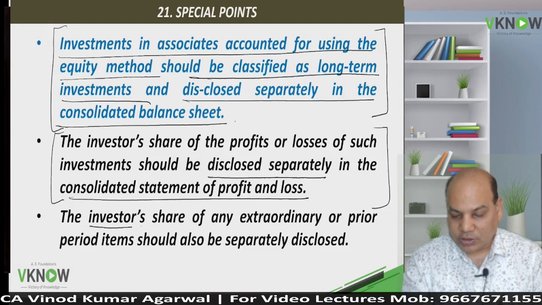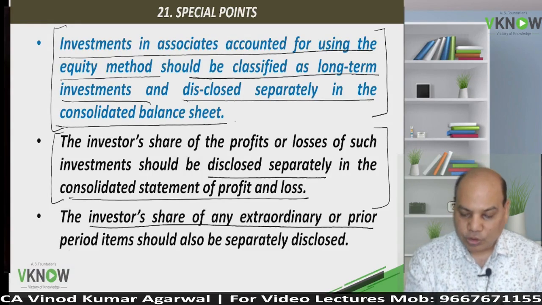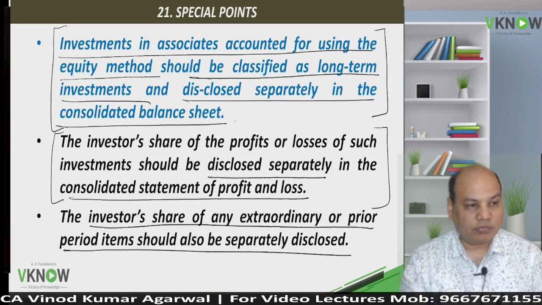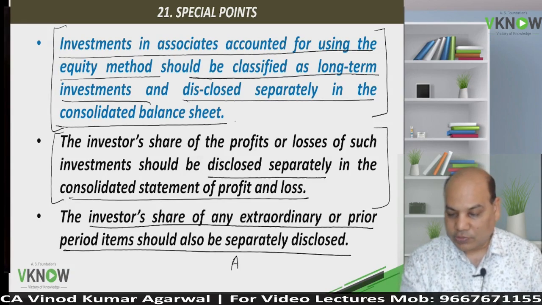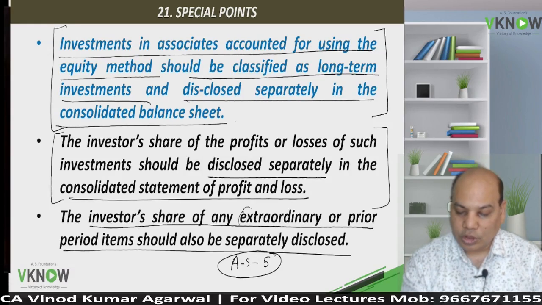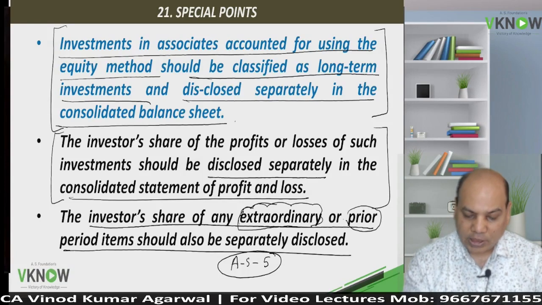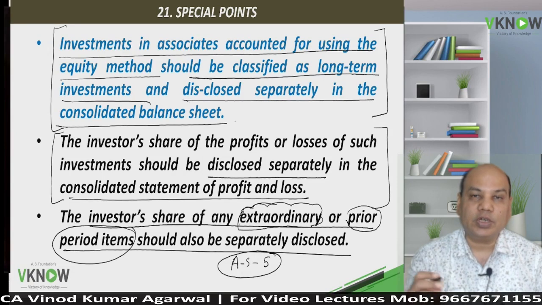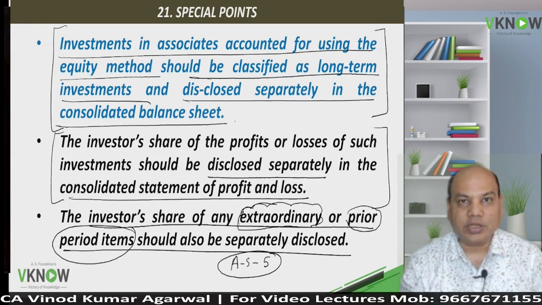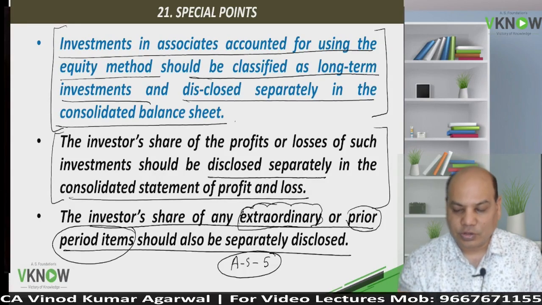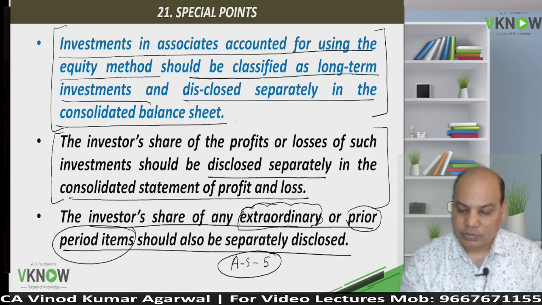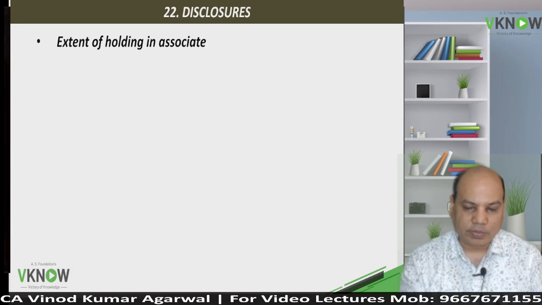And similarly, the investor's share of any extraordinary or prior period item will be disclosed separately. What is an extraordinary item? Refer AS5. Not an ordinary item, not occurring in the normal course of activity, never planned by the management. Prior period item means an error or omission of an earlier year but discovered in the current year. So our share in extraordinary item and prior period item will also be disclosed separately.